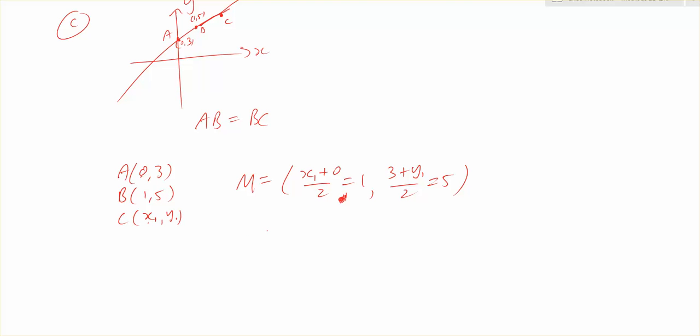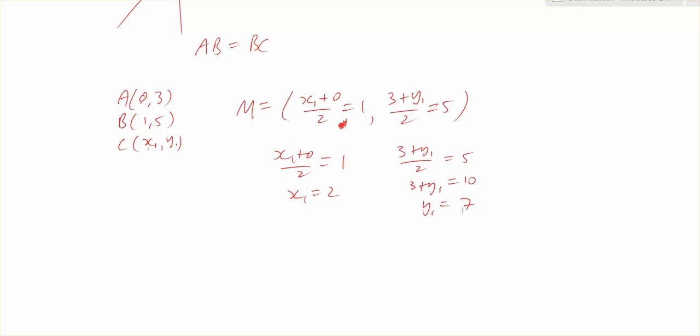Solving that, we know that x1 plus 0 on 2 equals 1. So therefore x1 must equal 2. And for the y coordinate, 3 plus y1 on 2 equals 5. So 3 plus y1 equals 10. So therefore y1 equals 7. So the coordinates of C must be (2, 7). And that's how you solve it.